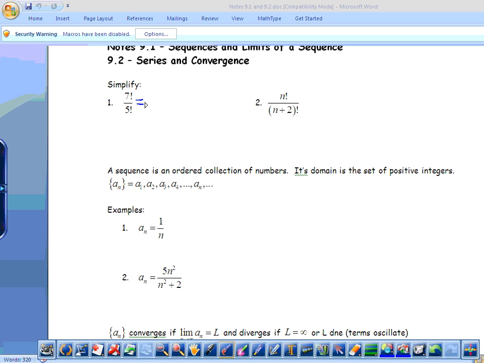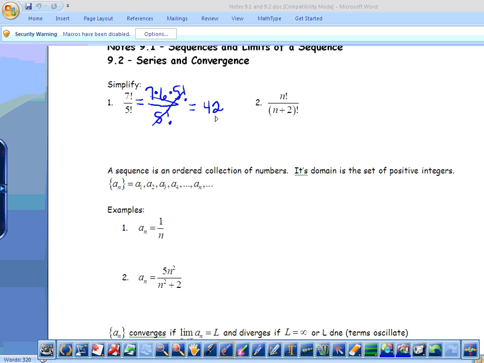All right, so what does 7 with an exclamation mark mean? Okay, right, 7 times 6 times 5 times 4 times 3 times 2 times 1. Since I'm trying to simplify this, let's think of 7 factorial as 7 times 6 times 5 factorial. Now the 5 factorials cancel, and someone had said a few minutes ago that the answer was 42.